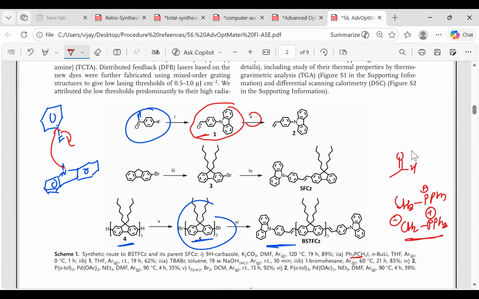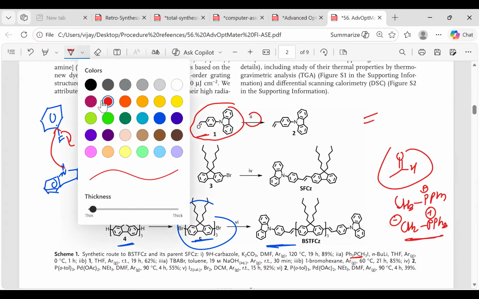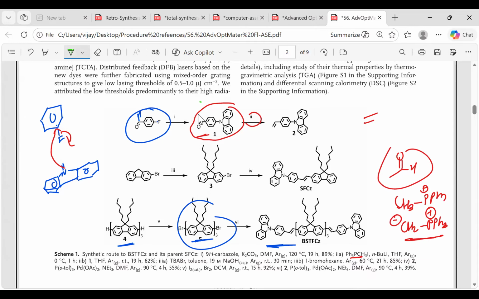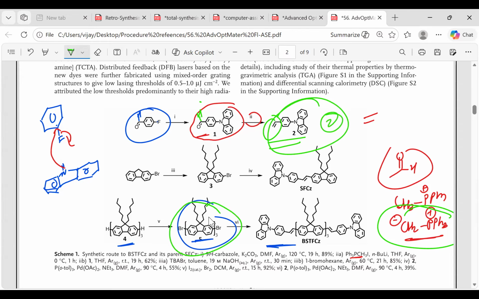When this Wittig salt is treated with this aldehyde, what will happen? Like this. In this case also, if you look directly at the example, this is the Wittig salt, the same Wittig as I showed here. Wittig salt plus aldehyde will form this bond, this olefin. This intermediate two, we couple with the dibromo terfluorine here.